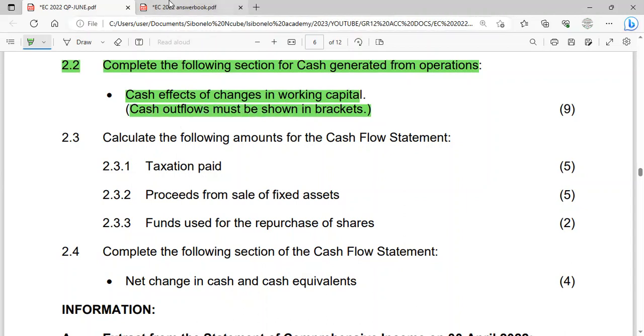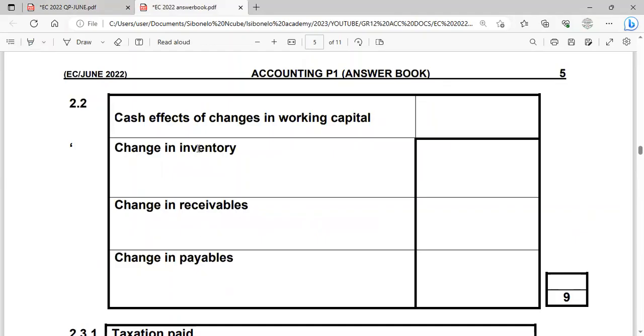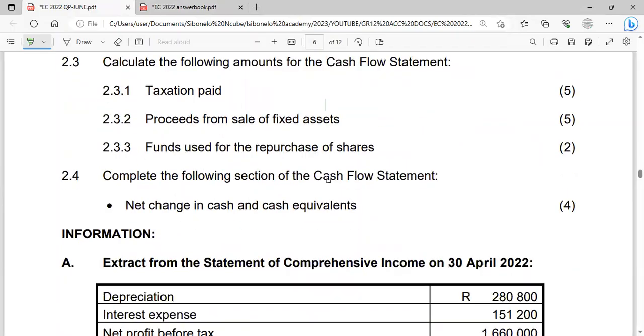In the answer booklet already, we have been provided with the line items that go under this section. We have change in inventory, where we're going to check the trend. We'll indicate whether the inventory has increased or decreased, and also indicate if the balance is an inflow or outflow. We have change in receivables, where we do the same, as well as change in payables. Now guys, these three items, inventory, receivables, and payables, you're going to find in the balance sheet.